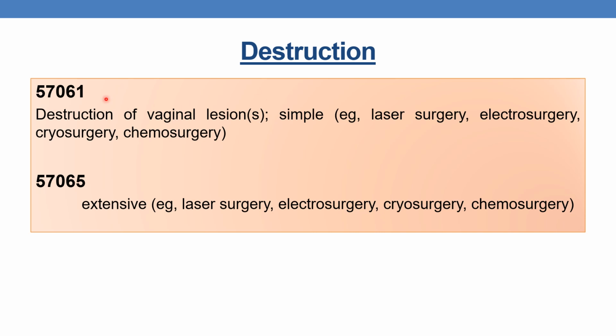Now coming to CPTs for destruction, the first one is 57061, destruction of vaginal lesions, simple, either by laser therapy, electrosurgery, cryosurgery or chemosurgery. Extensive, the CPT is 57065. Destruction of vaginal lesions, simple, the CPT is 57061. Extensive, the CPT is 57065.